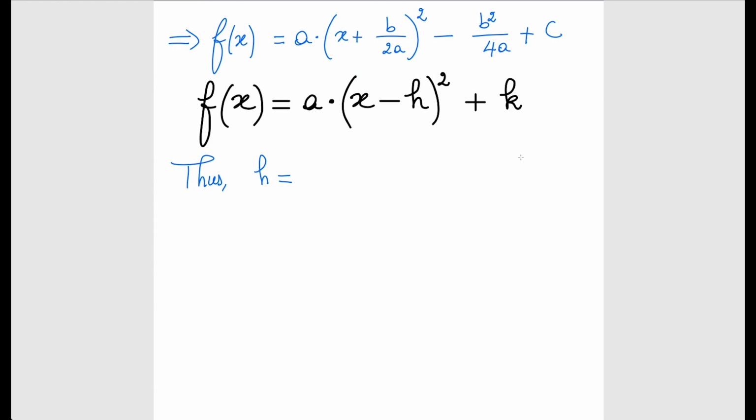So who's h? With a minus sign, don't forget. So h is gonna be, because I have plus sign here, h is gonna be the opposite of this guy, correct? So h is then the opposite of b over 2a. And who's k? K is this guy, right? So k is minus b squared over 4a plus c.